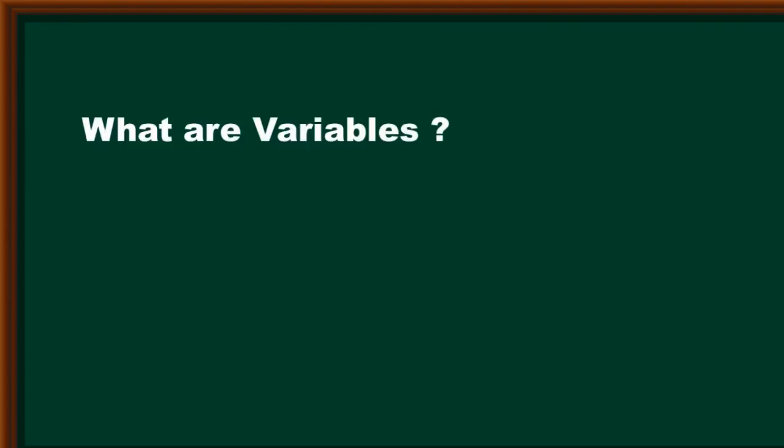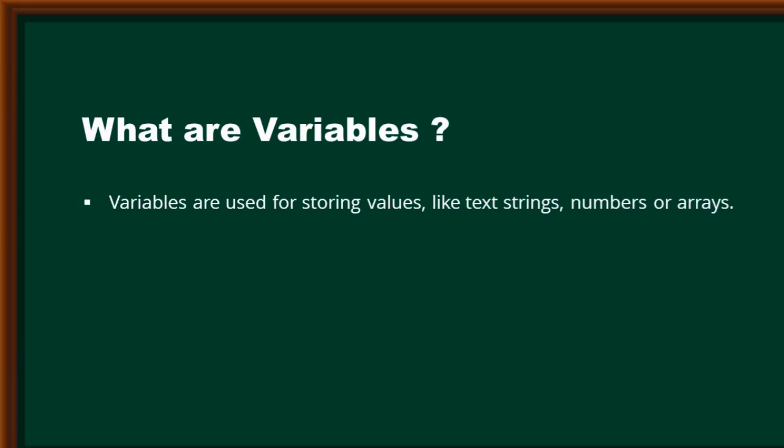What are variables? Variables are like containers used for storing data. And you can store different types of data. You can store text or strings. Strings are also referred to as text. You can store numbers. You can even store arrays. Arrays are also a kind of variable.